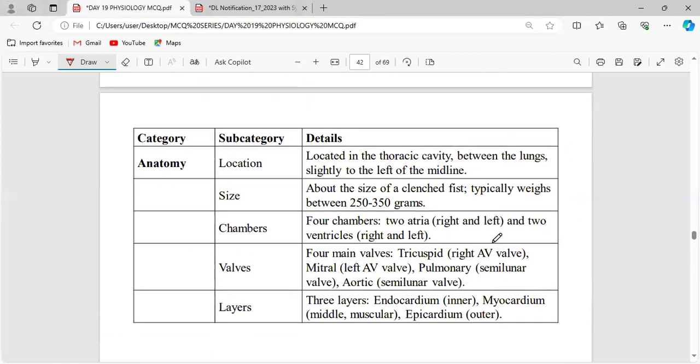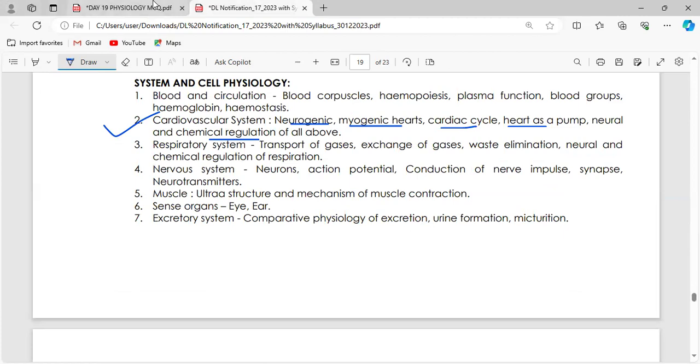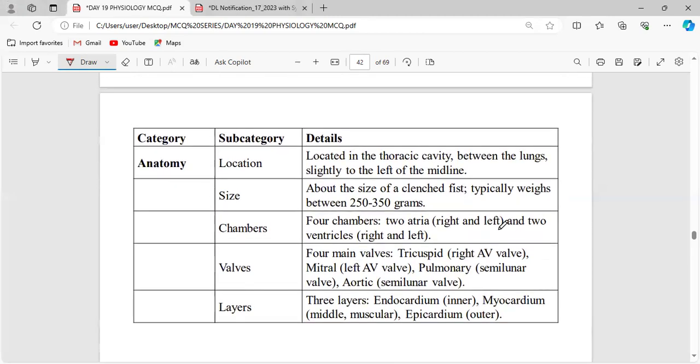Now we are going to study about the heart. Okay, fine. We'll take another 10 minutes. What is the anatomy of the heart? It is located in the thoracic cavity, between the lungs and slightly left. It is not entirely in the middle. It is slightly shifted to the left side.